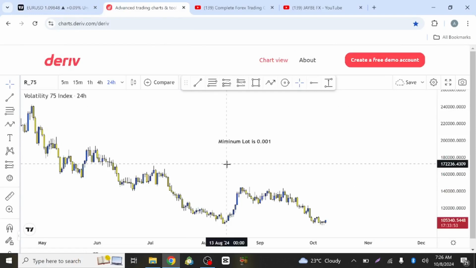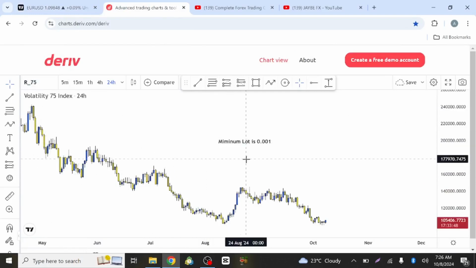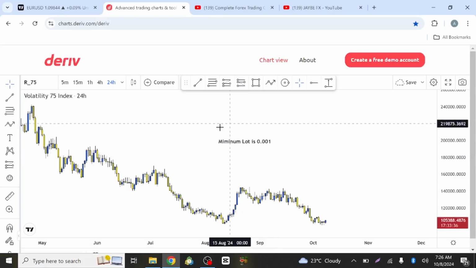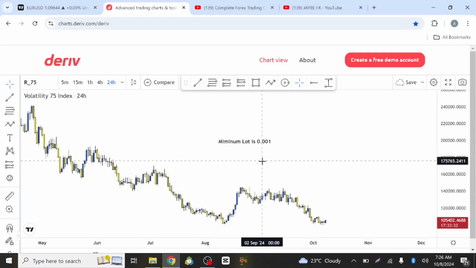Bro, trust me, if you try one standard lot on volatility 25, your account will liquidate, especially if you have a small account like $100 to 200, and market is just going a few pips against you, like a floating loss. Boom, the market has liquidated. So please, we're going to be talking about lot sizes, but for now, we want to talk about the pairs that you should be focusing on.